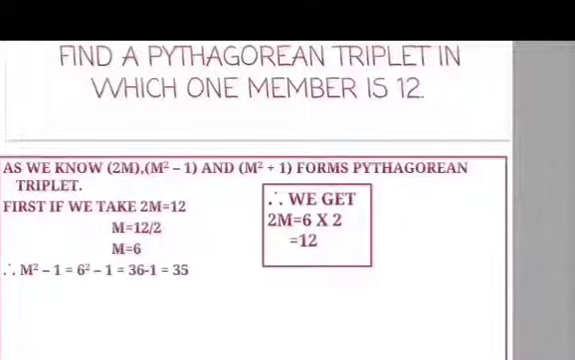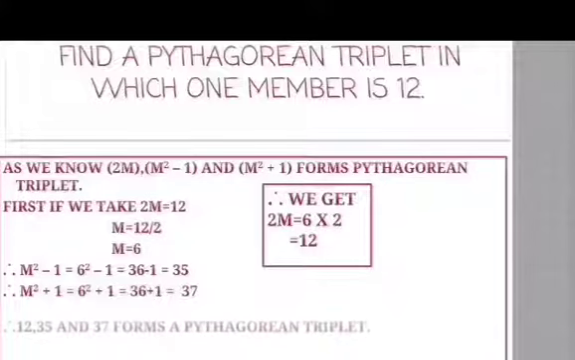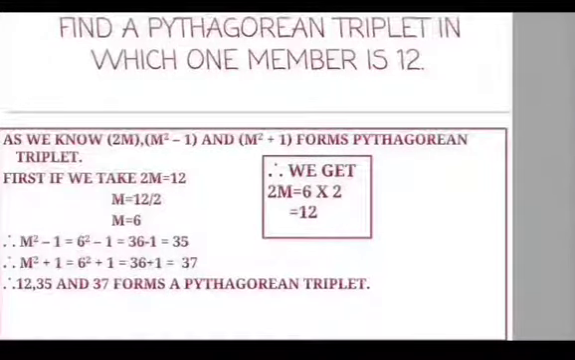After getting the value of m, we find out the value of m square minus 1. As the value of m is 6, it will become 6 square minus 1, 36 minus 1, which equals 35. Now we will get the value of m square plus 1, meaning 6 square plus 1, 36 plus 1, which equals 37. Hence, 12, 35 and 37 form a Pythagorean triplet.